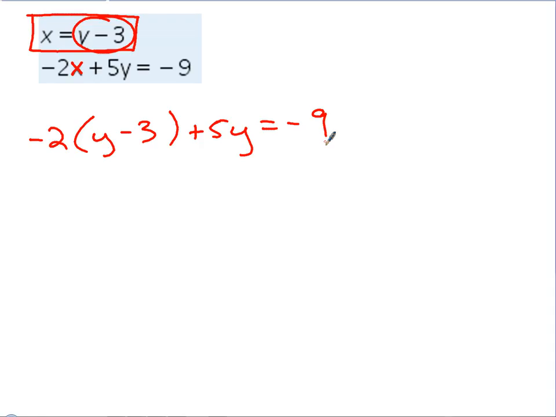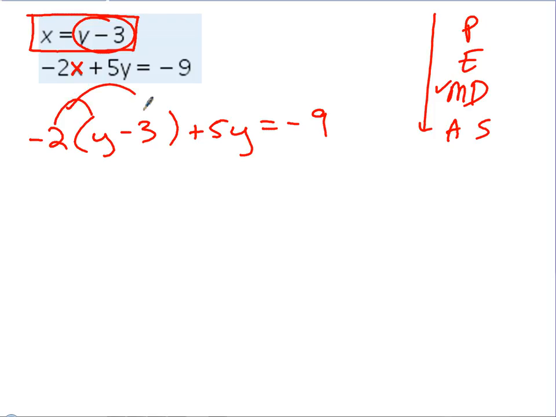Now what do we do? Yeah, now we're just going to solve, right? We'll simplify. So I can't yet point at a single variable, so I'm going to have to simplify a bit. If I use my order of operations tree, I'm still doing that, right? I'm going to go down. I can't do anything in parentheses, but I can multiply. I can distribute that -2 all the way through, right? And I get -2y plus 6 plus 5y equals -9. Now what?